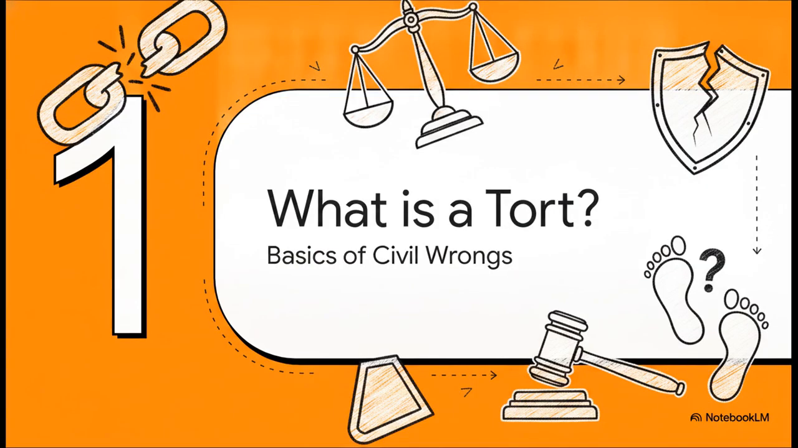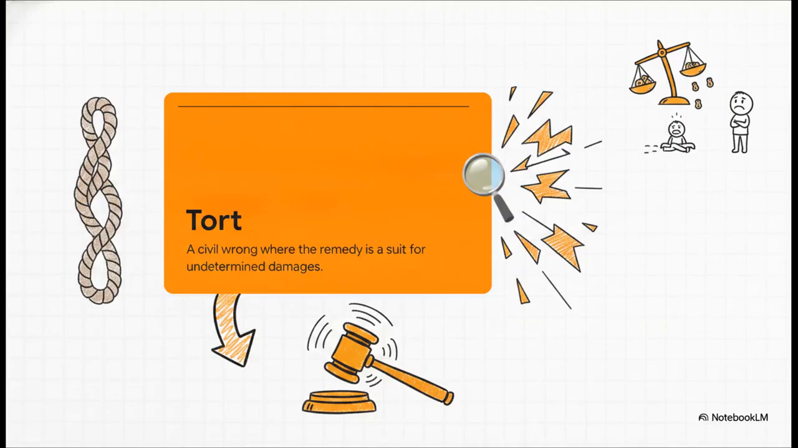All right, part one. What is a tort? Let's establish the absolute basics of civil wrongs. Believe it or not, the word tort actually comes from the Latin word tortum, which literally translates to twisted. Makes sense, right? A tort is essentially behavior that is just twisted. It's crooked. It goes against the acceptable rules of society.